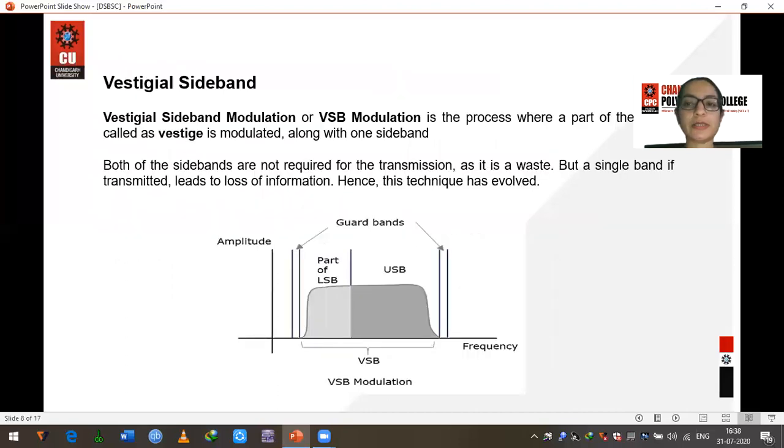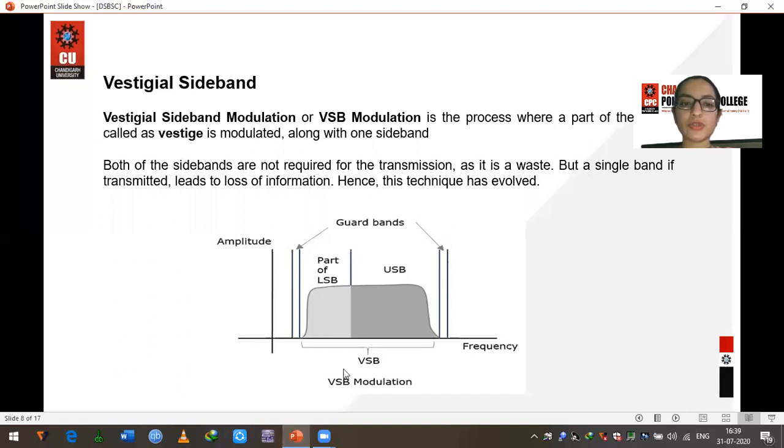Vestigial sideband. Let's start with the vestigial sideband. Vestigial sideband modulation is a process where a part of the signal, the vestige of the other sideband, is modulated along with only one sideband. Both sidebands are not required for transmission as it's a waste, but if a single sideband is transmitted it leads to a loss of information. We already know that. Hence this technique has evolved.